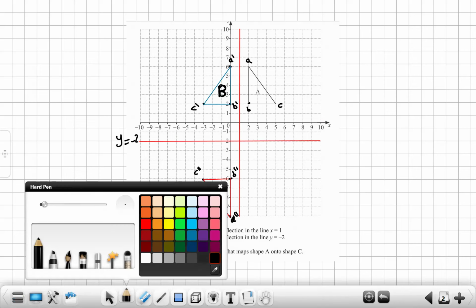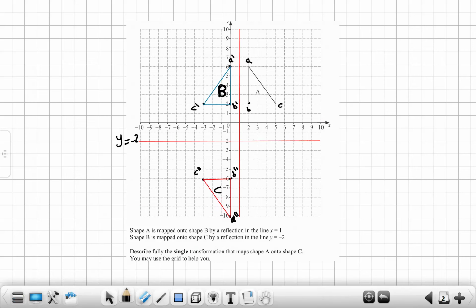Shape C. They told you that shape A got transformed through a single transformation. Describe fully the single transformation that maps A onto shape C.